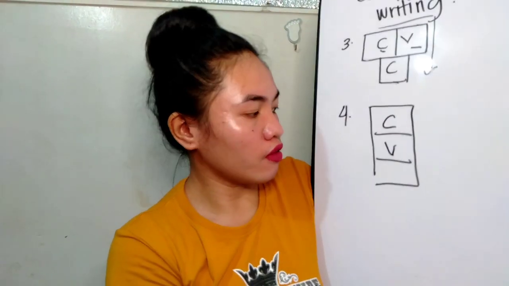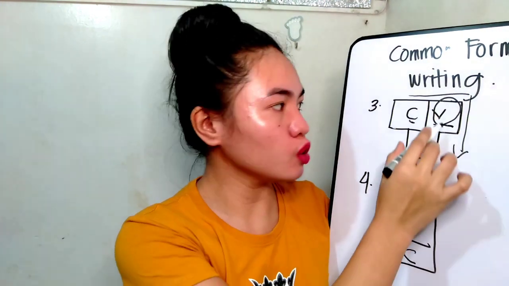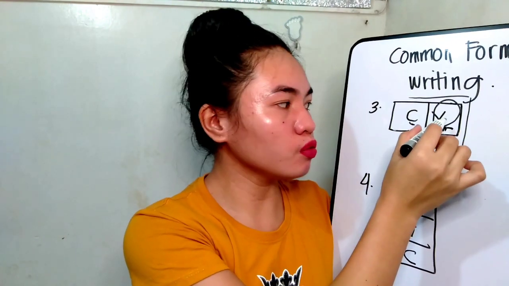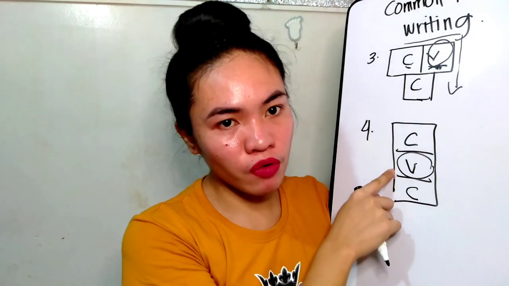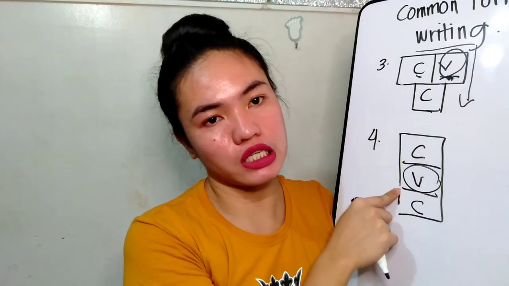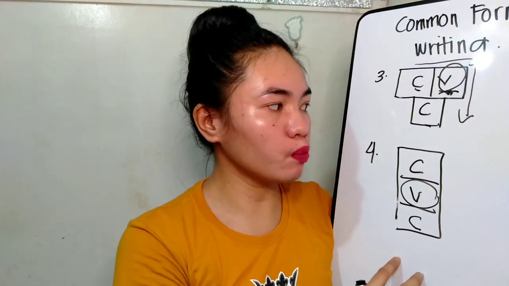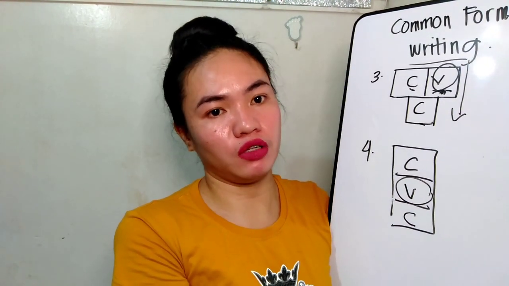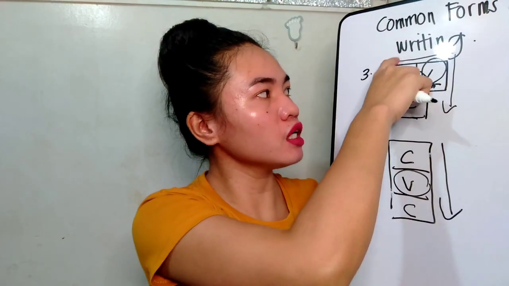And the next one is this. Consonant, vowel, then consonant. As you can see, in these two forms of writing, in the first one the vowel is to the right of the consonant. So, meaning to say, the vowel placed here should be a standing vowel. And the next one has the vowel below the consonant. So, meaning to say, the vowel placed here is sleeping. I already told you what standing and sleeping vowels are, so I hope you now understand the purpose of having standing and sleeping vowels. When you read this, it is just going down, from here to here. Okay, so those are the common forms of writing.